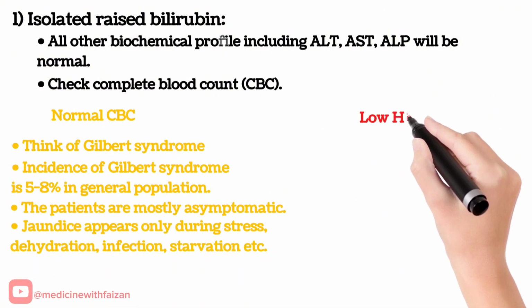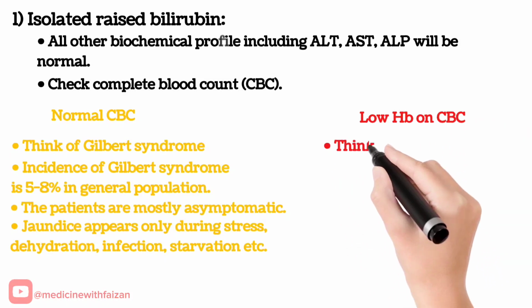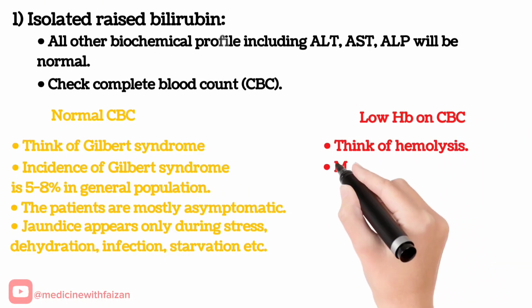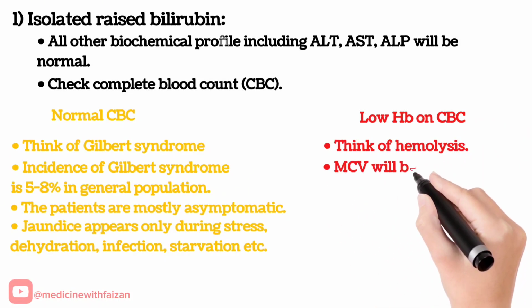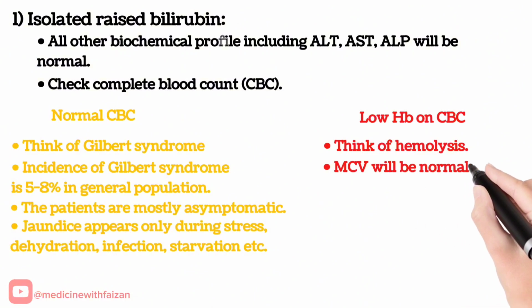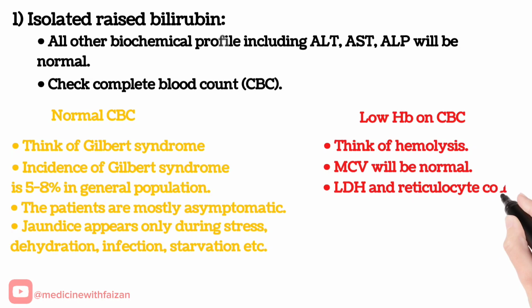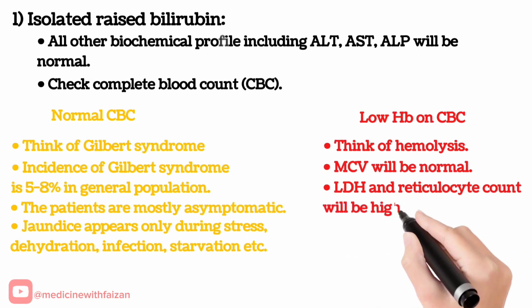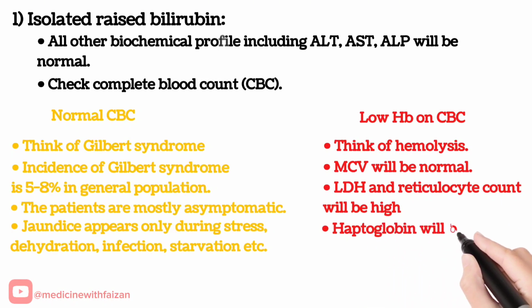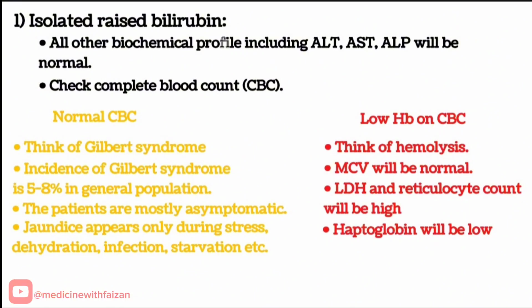If there is low hemoglobin on complete blood count, then think of hemolysis. If that's the case, then MCV on complete blood count will be normal, and then you will have to order lactate dehydrogenase, LDH, and reticulocyte count, and both of them will be high, and finally haptoglobin will be low. All these findings will collectively confirm that the raised bilirubin is most likely due to hemolysis.